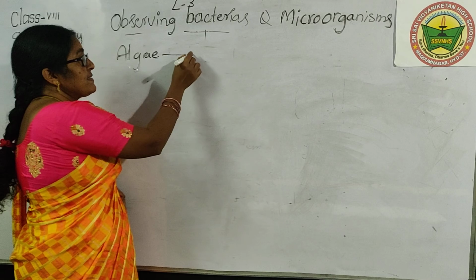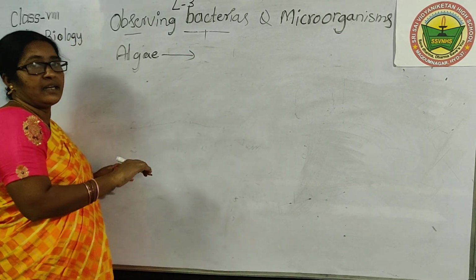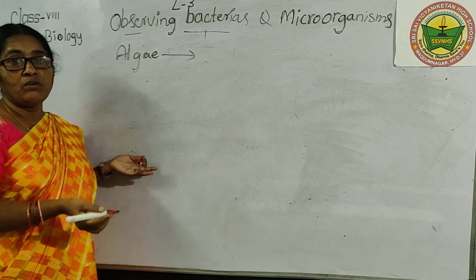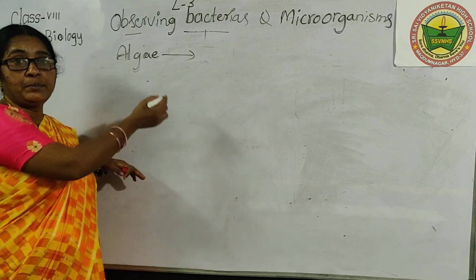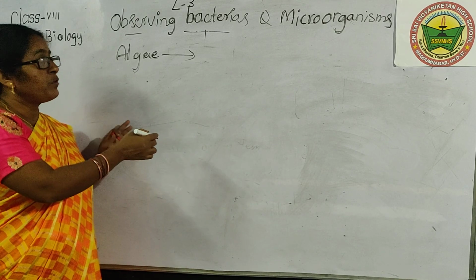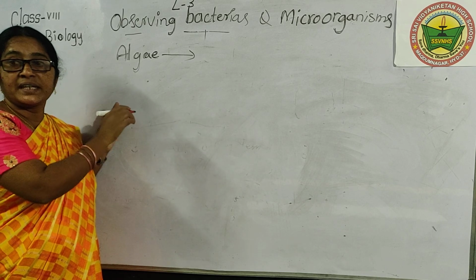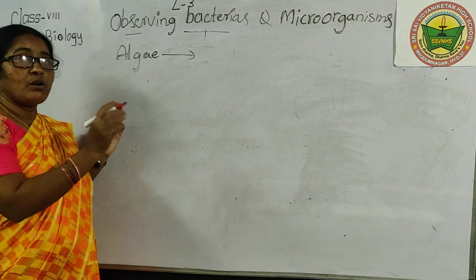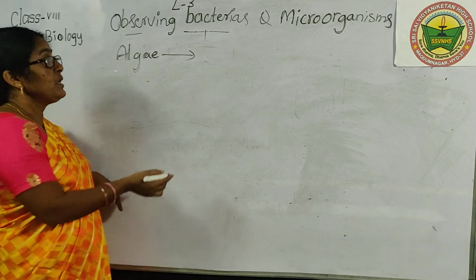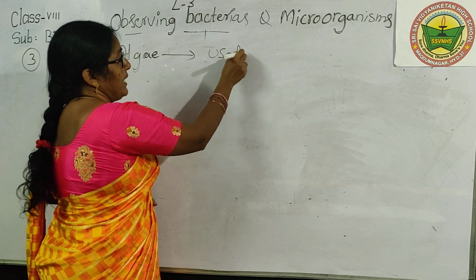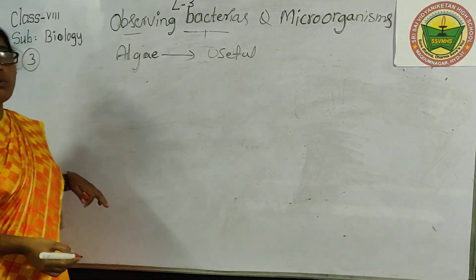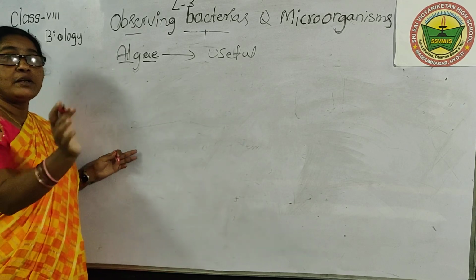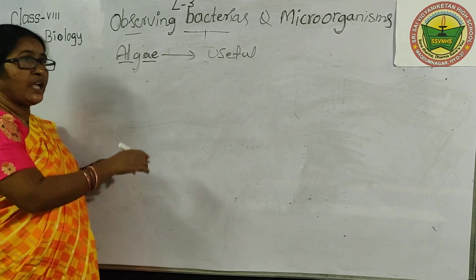These algae plants have photosynthetic activity. Because they are green in color, they contain chlorophyll or chloroplasts. At that time they prepare food material through photosynthetic activities. During photosynthesis they release a rich quantity of oxygen, which is afterwards added to the atmosphere. So this is one of the useful algae. Understood? What is the use? They release a rich quantity of oxygen, which is added to the atmosphere.